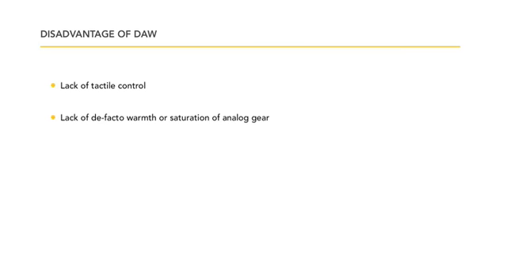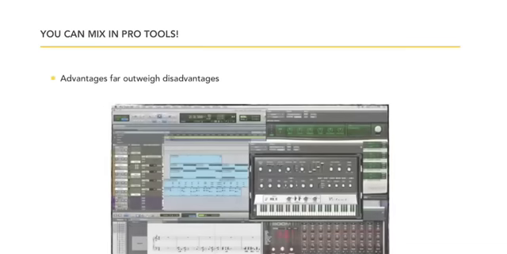Now, I myself use a few analog digital converters. I like to use an Apple G to get more warmth back into my Pro Tools system, which gives it a much better sound, and I feel better when I hear it back as well. Now, you can mix in Pro Tools. The advantages far outweigh the disadvantages of mixing in Pro Tools. I'll tell you about that for sure.